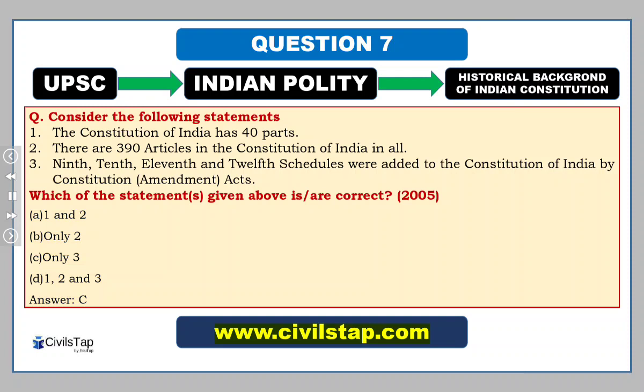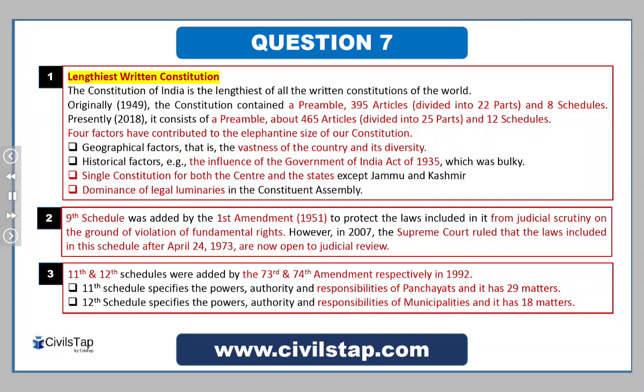Question 7. UPSC Indian Polity, Historical Background of Indian Constitution. Lengthiest written constitution. The Constitution of India is the lengthiest of all the written constitutions of the world. Originally, in 1949, the Constitution contained a preamble, 395 articles, divided into 22 parts and 8 schedules. Presently, 2018, it consists of a preamble, about 465 articles, divided into 25 parts and 12 schedules. 4 factors have contributed to the elephantine size of our Constitution.